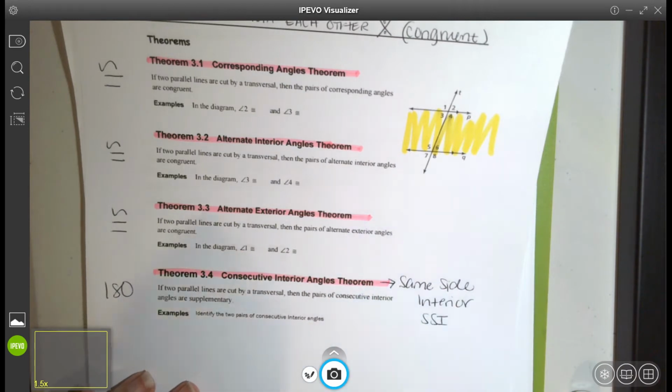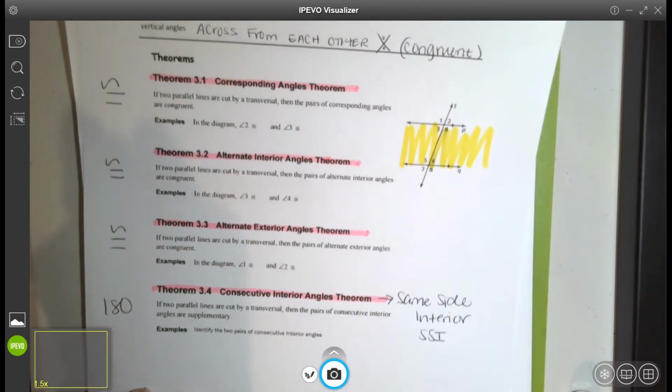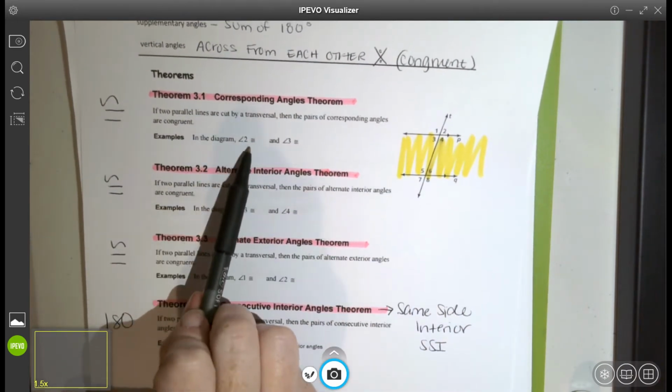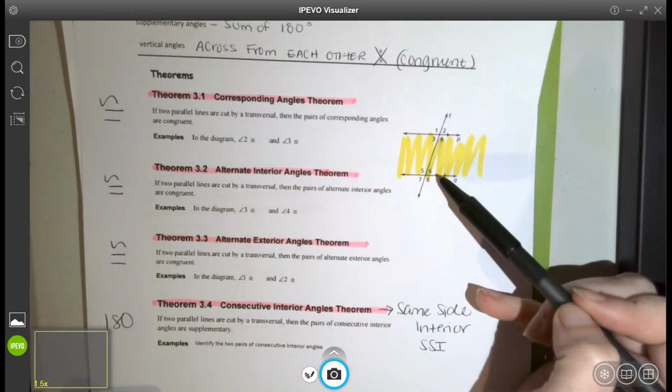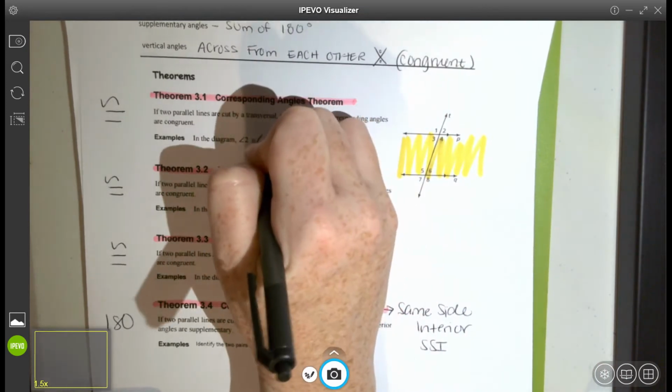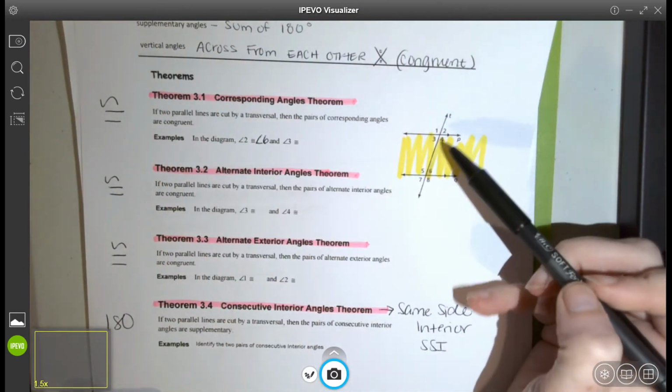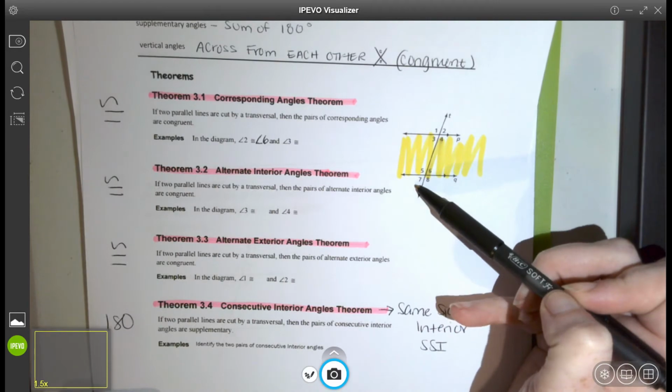All right, so now using the diagram to the right, we're going to figure out which angles link together based on the term given. So in our diagram here, it says angle 2 corresponds to what angle? So here is angle 2, so same position would be angle 6. Angle 3, same position, that would be angle 7.